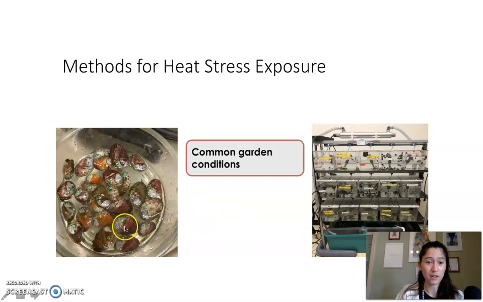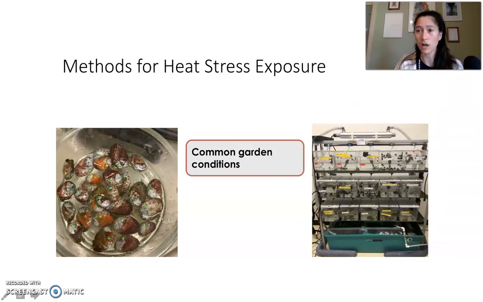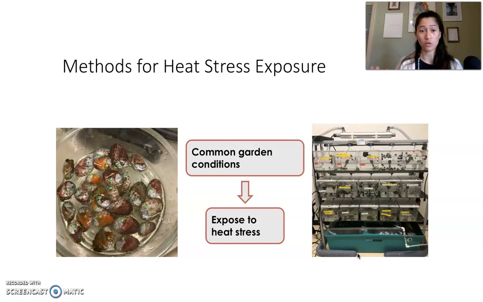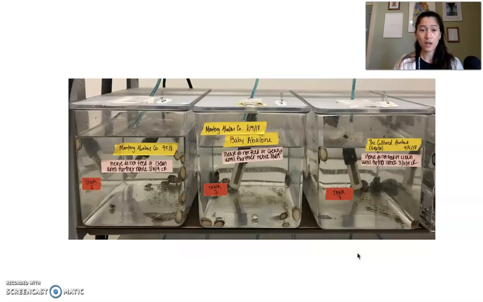We actually tag them with bee tags. That's what these little green tags are. We tag each abalone with a unique color and number tag so we can tell them apart when we're measuring growth and that kind of thing. And pictured on the right is our actual saltwater aquarium system that is in the basement of Sequoia. So we got these individuals, put them in common garden conditions, and then exposed them to a heat stress. And this is just a close-up of the tanks. If you're curious, each of these little guys here is one of the juvenile abalone that were in this study.